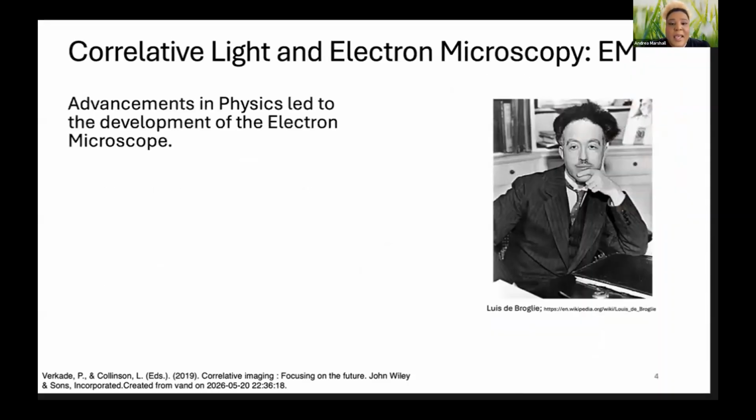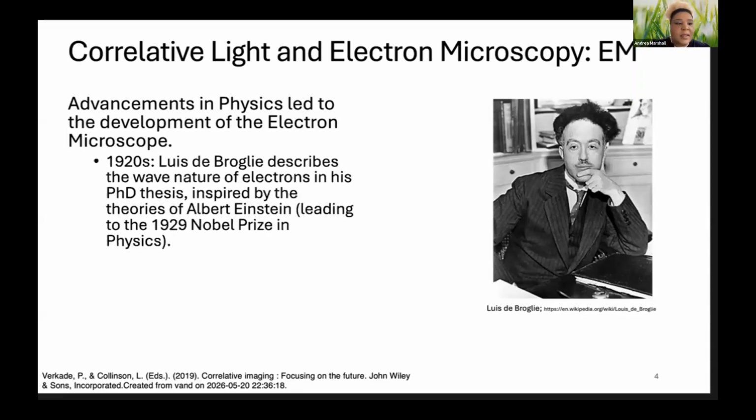As these advances in microscope components were made, there were also advances in physics that led to the development of the electron microscope. Here we have Louis de Broglie, forgive my pronunciation, and as his graduate thesis, he was inspired by some of the theories postulated by Albert Einstein and wondered what the form of electrons do. Do they follow a wave nature? As part of his PhD work, that's what he mainly described, and that actually got him the Nobel Prize in 1929.